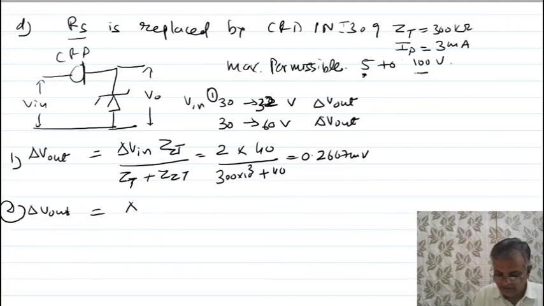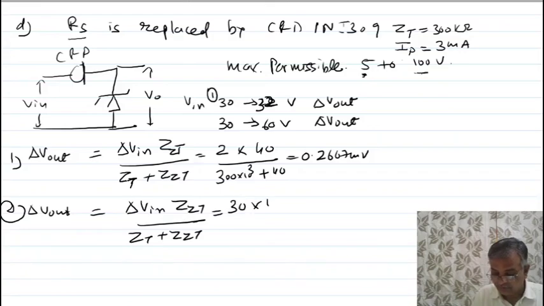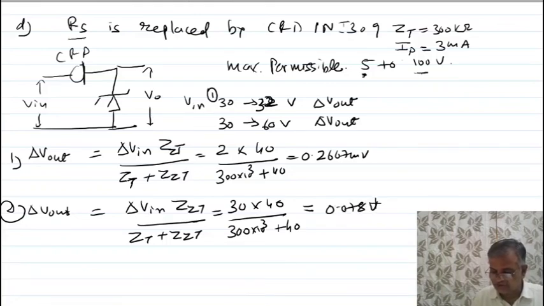This is for the first, now I am doing the second. For delta VO, delta V in into ZZ upon ZT plus ZZ. So this is nothing but 30 volt, this is 40. You already did this, only you are replacing the value of ZT instead of RS. So I am getting 0.078 volt. This shows that the use of CRD is better, because the change in output voltage is very small even if the input voltage changes to a higher value.